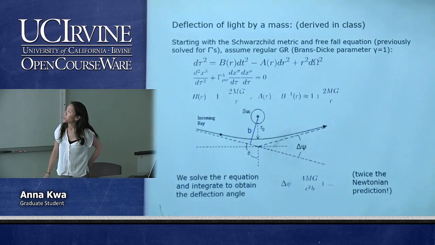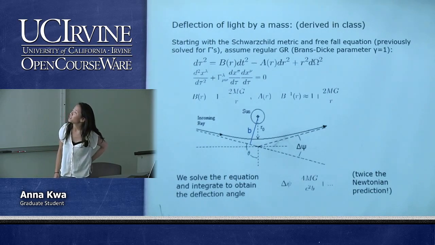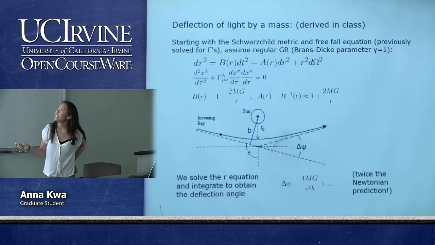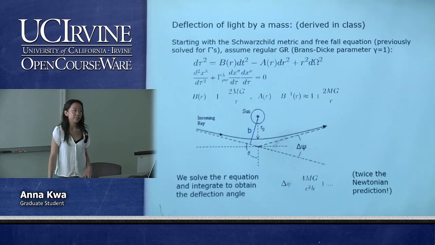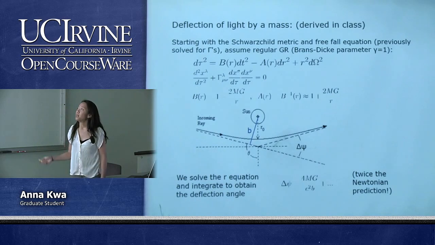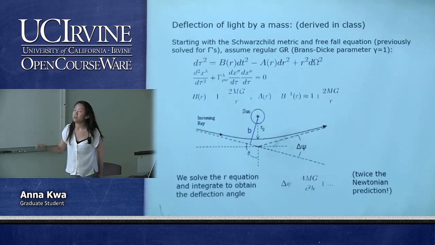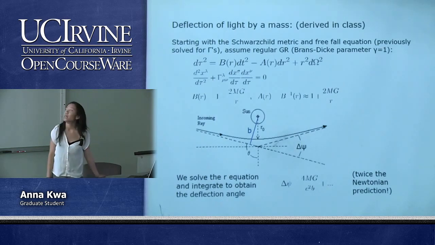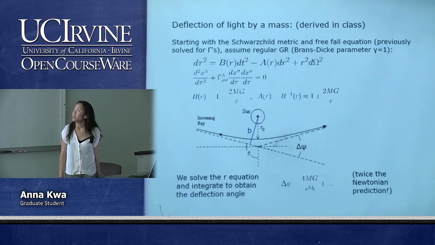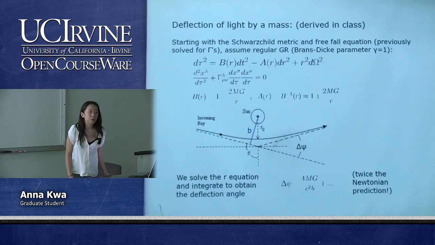So I'm not going to go through this a whole lot because we derived this in class. Oh, great. Okay, my PDF is missing some of the symbols. But anyways, if you start with the Schwarzschild metric and the free fall equation, and then just assume regular GR, so you don't have to put any of the Brans-Dicke parameters. So here's the Schwarzschild metric. Here's the free fall equation. Then you get the B of R in the metric is 1 minus 2MG over R. And A of R is approximately 1 plus 2MG over R when you expand it.